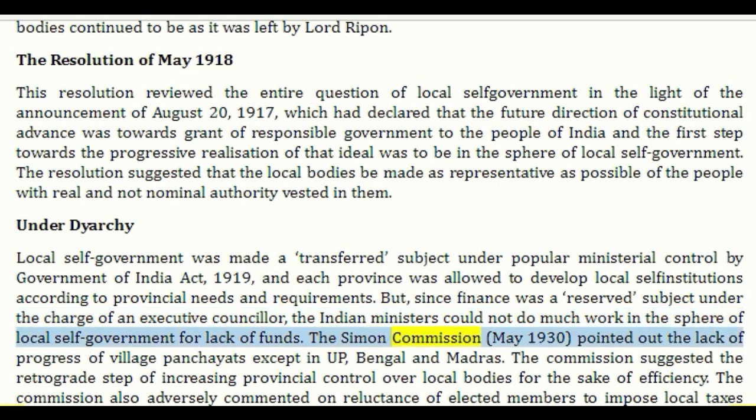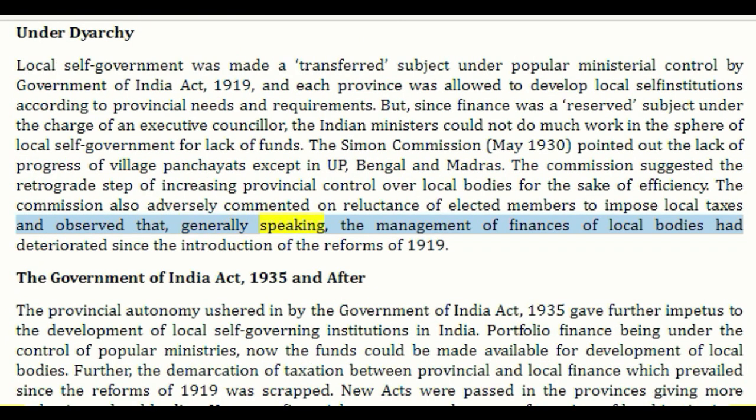The Simon Commission, May 1930, pointed out the lack of progress of village panchayats except in UP, Bengal and Madras. The Commission suggested the retrograde step of increasing provincial control over local bodies for the sake of efficiency. The Commission also adversely commented on reluctance of elected members to impose local taxes and observed that, generally speaking, the management of finances of local bodies had deteriorated since the introduction of the reforms of 1919.